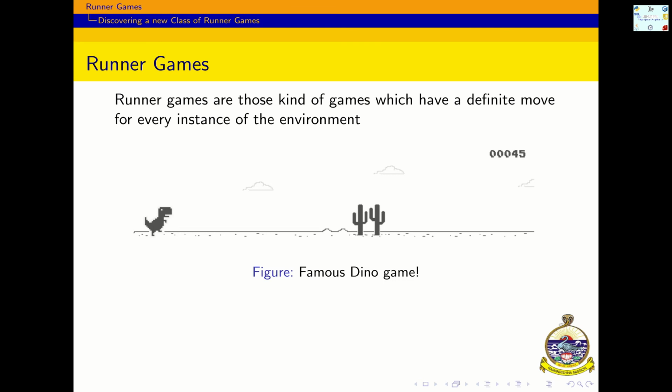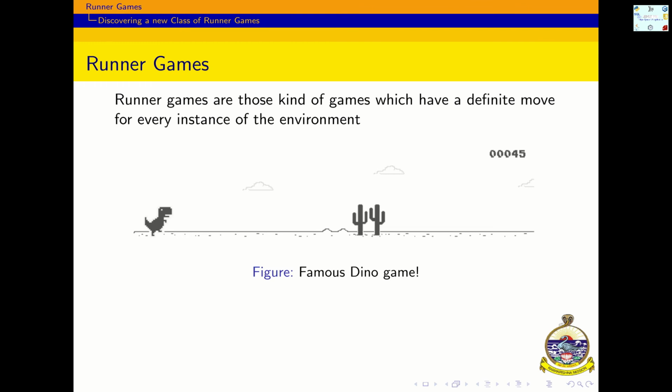We thought, is this the end? Can we not play games by using only static images? The answer was that there exists a class of games which can actually give good results. They are called runner games. They have only a definite move for every instance of the game.